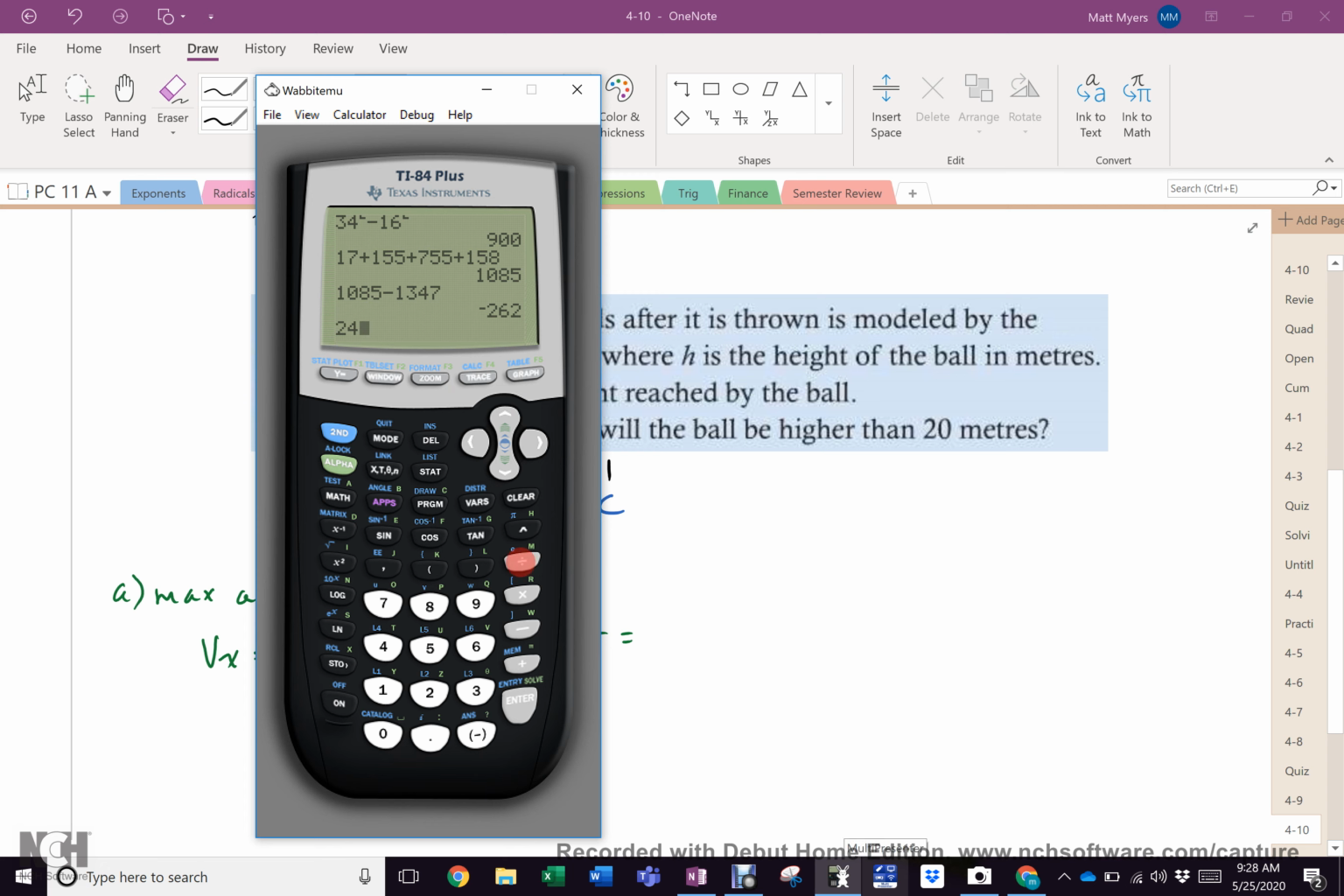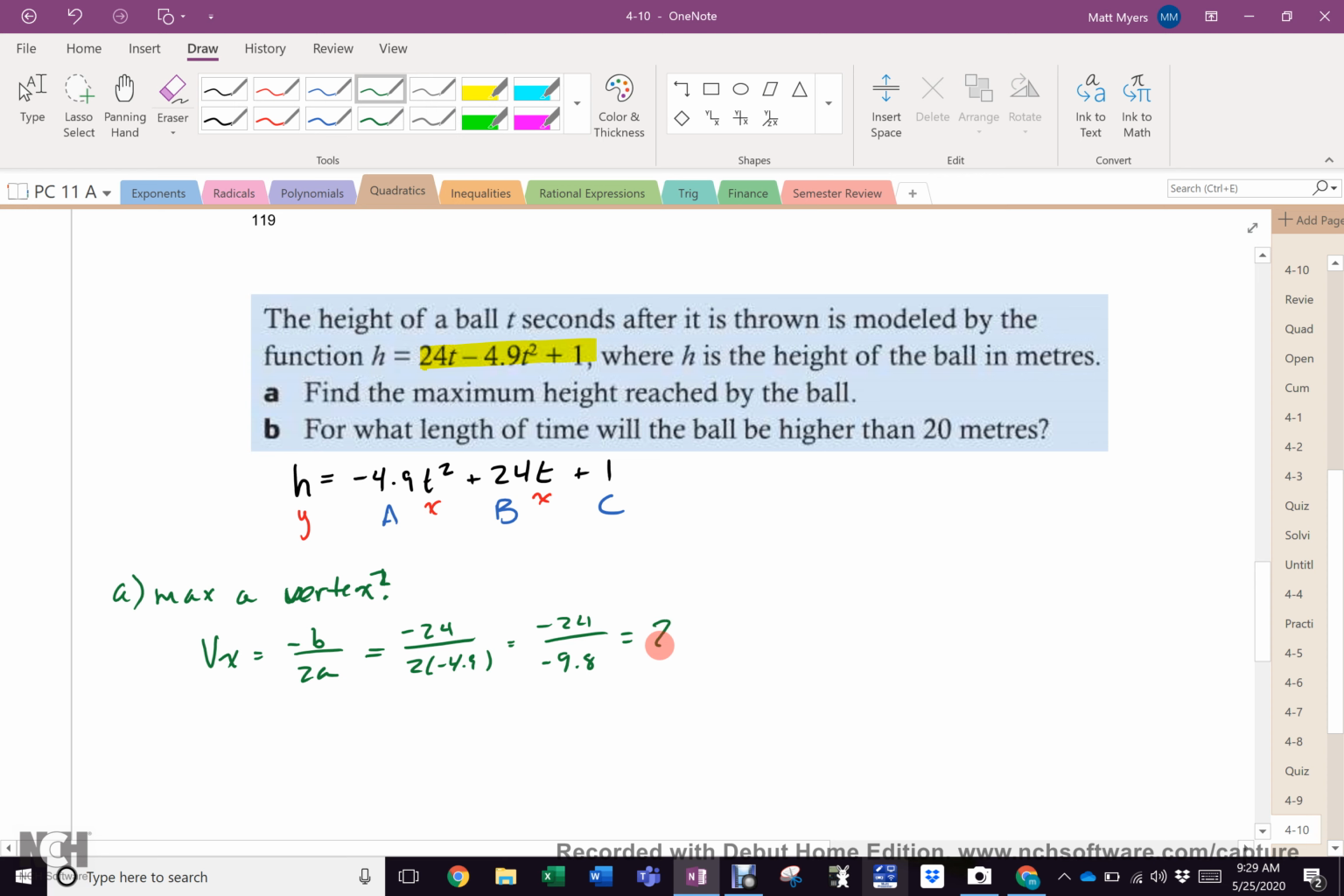24 divided by 9.8. Now some of you will be saying, Myers, why are you putting the negatives? Because I don't need the negatives, because two negatives make a positive. And I get an answer of 2.448. So let's call that 2.4 seconds. So my vertex x is 2.4 seconds.